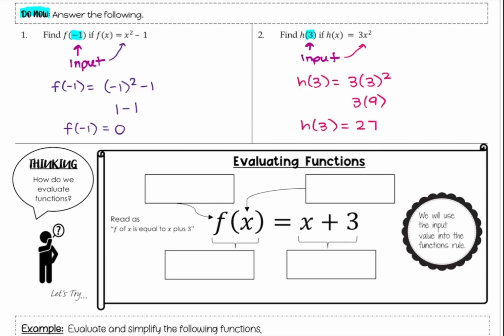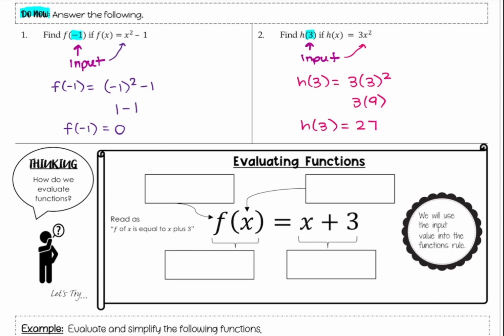All right, so for question number 1, I have my input of negative 1. We input that for our x, giving us an output value of 0. For number 2, we input 3 into the function. We get an output value of 27.